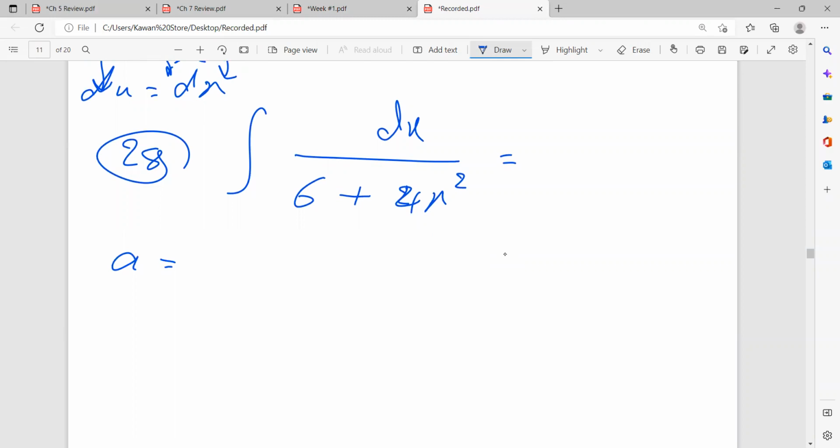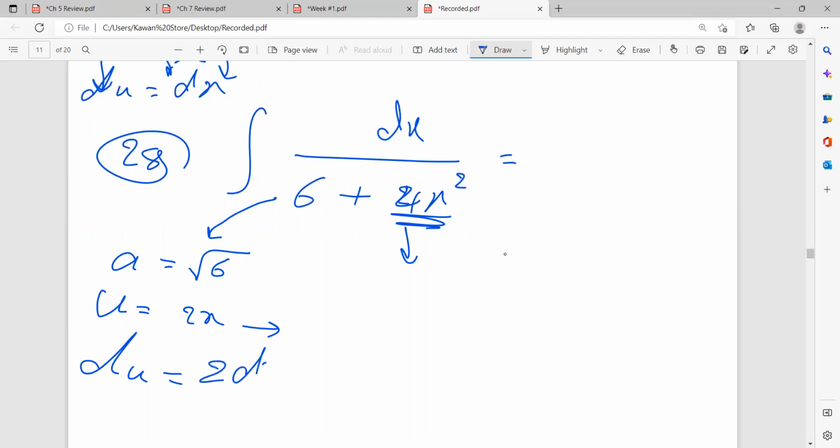Well done. a is equal to square root of 6. We say that, take the square root. u equal to what? Square root of 4x squared is equal to what? 2x, thank you. du is equal to what? 2 dx, right? I already agree. 2 dx. Understood or not? Shall I repeat it? Good.